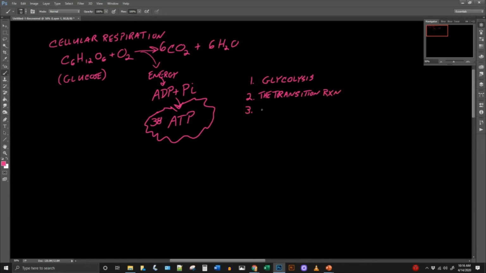We have the Krebs cycle. And then we have oxidative phosphorylation.